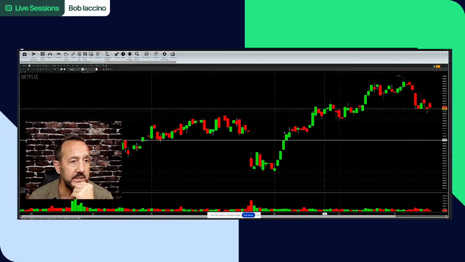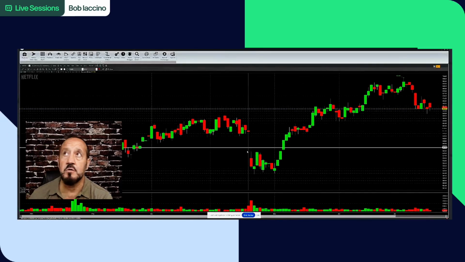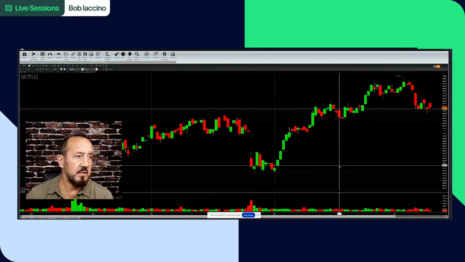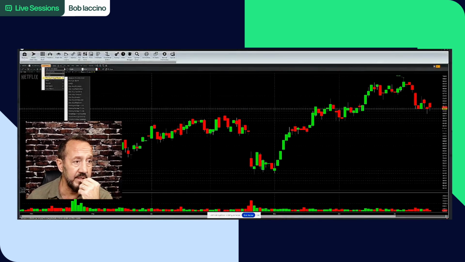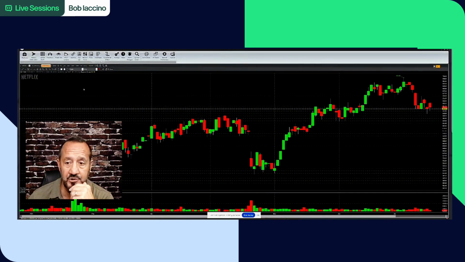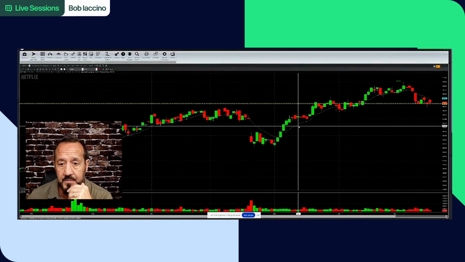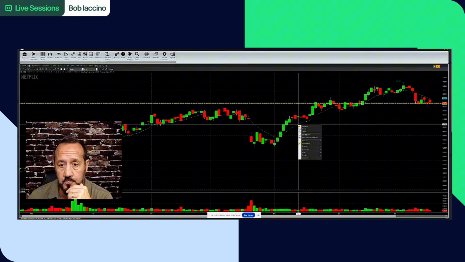I'm on a daily chart here, and we're talking about the rotation zone for entries and stops. In order to use the rotation zone, I have to put it on here. So the first thing I'm going to do is go to indicators, go to moving average, and go to moving average exponential.